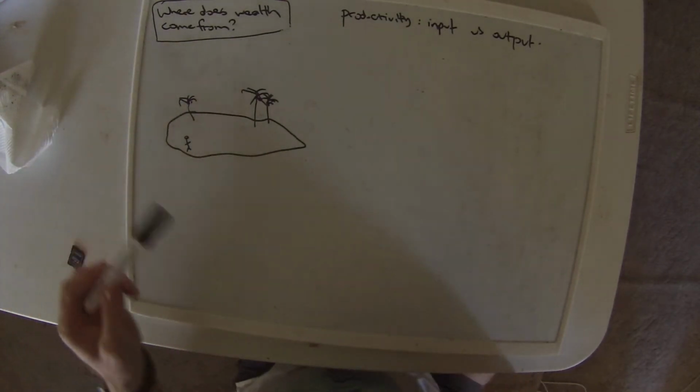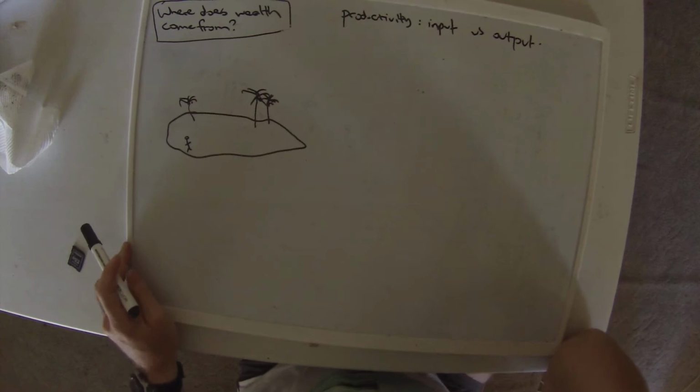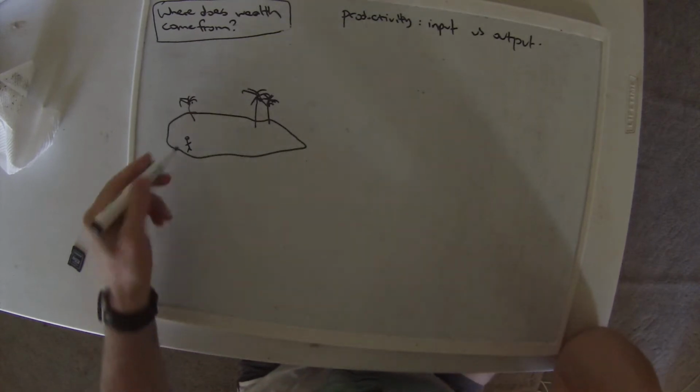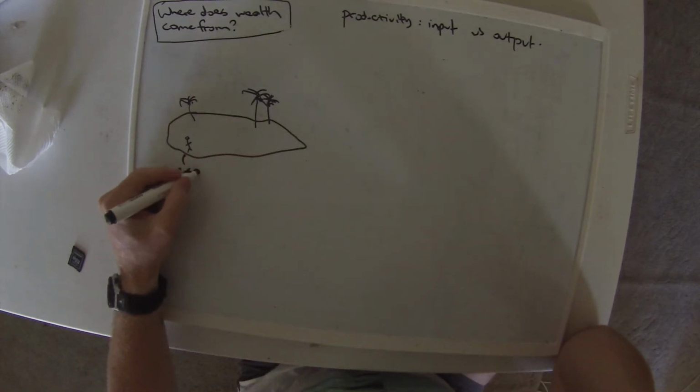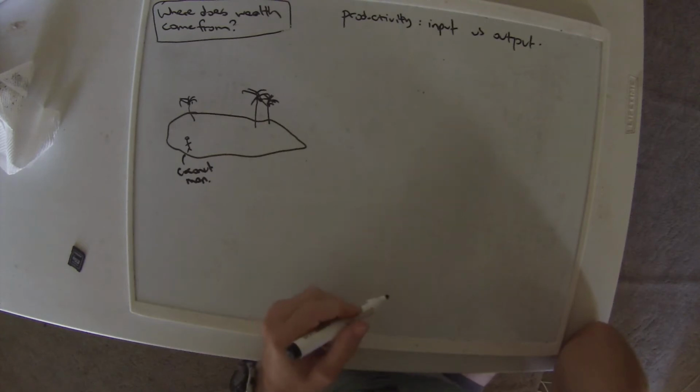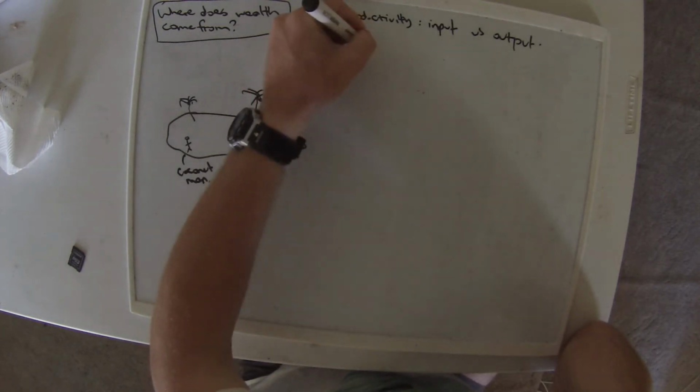So in this series on the economy, the first question we've got to understand is, where does wealth come from? And to do that, we use a simple example. I've got a person, I'm calling him Coconut Man, and he's stranded on an island and needs to start fending for himself and getting some food.